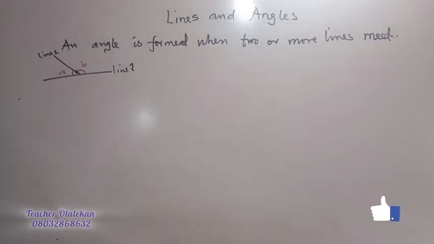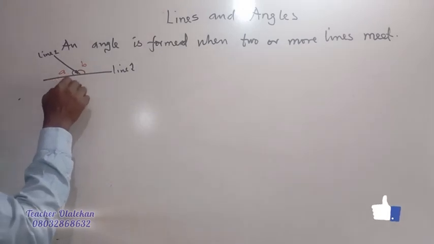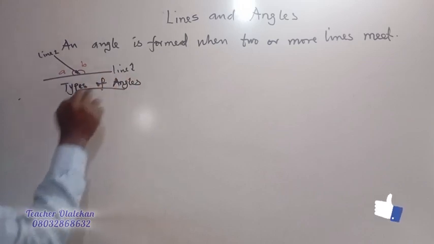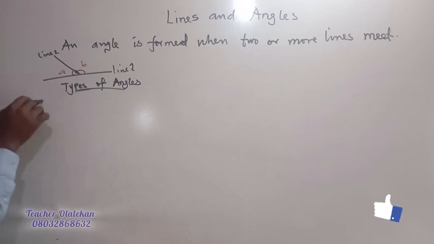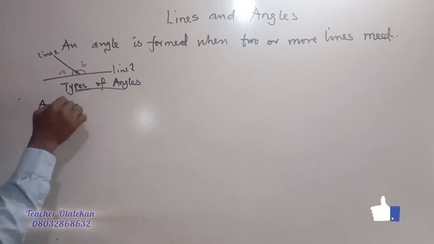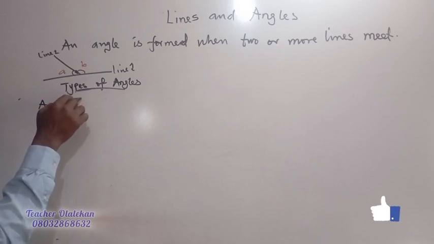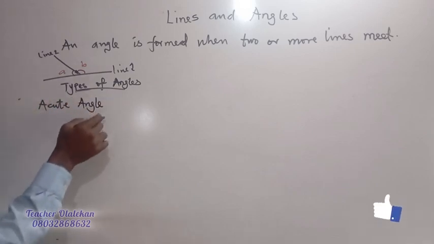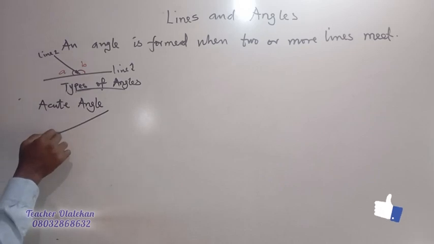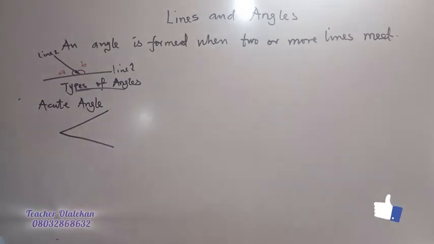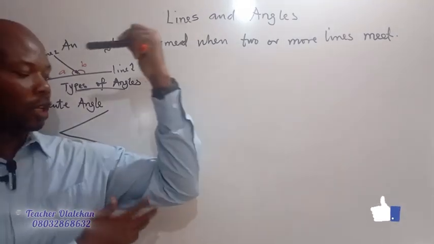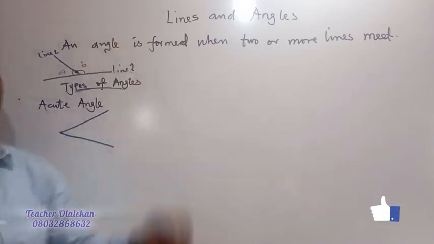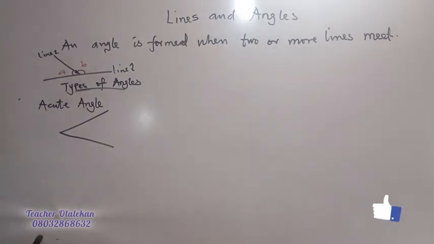So now, what are the types of angles that we have? Okay, so the first one is acute angle. The word acute means sharp. So an acute angle is an angle that looks like this, like your elbow folding up. You see that it looks like it's folding up. So when your elbow folds up, then we have an acute angle.